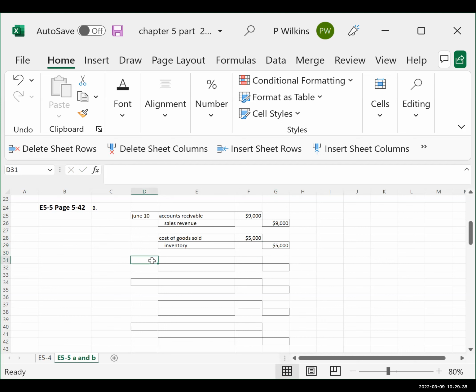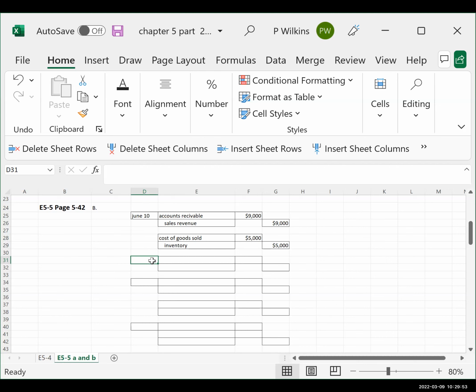Okay. Then we go down to the next part, and it says Pius pays freight cost of $400 on June 11th. Okay, we're the seller. We don't care about that. We don't do anything with that because we're the seller and the buyer paid the freight. So then we go to the next one.